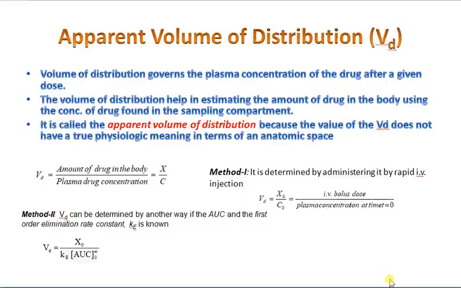Volume of distribution may be determined by two methods. Method 1: it is determined by administering the drug by rapid IV injection, that is, VD is equal to IV bolus dose divided by initial concentration of drug. Method 2: determined another way, if AUC and the first order elimination rate constant are known. VD is equal to dose divided by elimination rate constant times area under the curve from 0 to infinity.